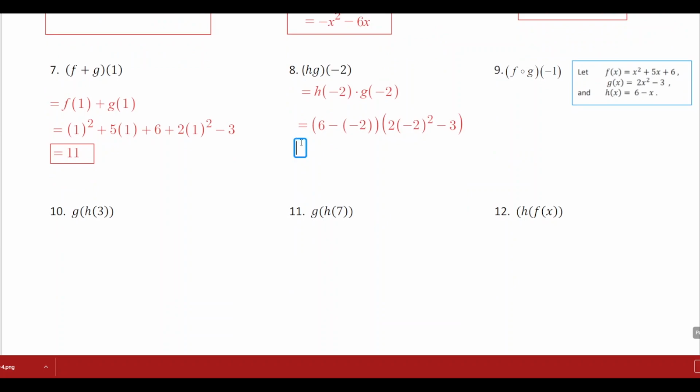So 6 minus negative 2 would be equivalent to 6 plus 2, which is going to be 8. Negative 2 squared is 4. So 4 times 2 is 8, minus 3 is 5. So we get 8 times 5, which is 40.